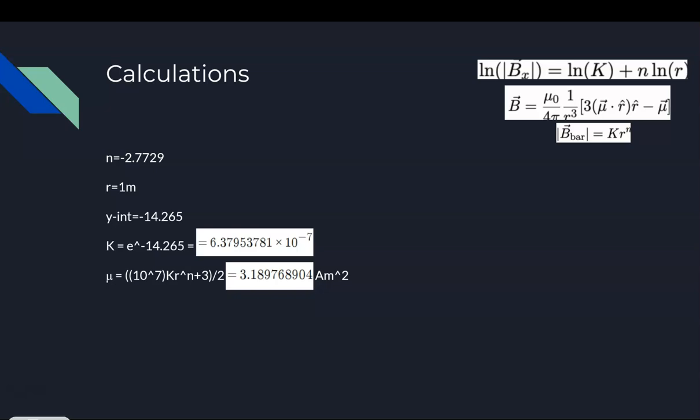And then to find mu, it's simplified all the way down to 10 to the power of 7, k r to the power of n plus 3, all of that over 2. When that is fully simplified, you get the answer of 3.189768904 Am squared.